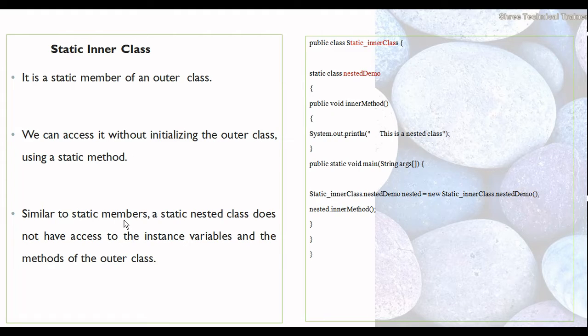Similar to static members, a static nested class does not have access to instance variables and methods of the outer class. Here we have a static inner class, within that we have nested demo as the inner class that's been declared as static. Now we have a method, inner method, in nested demo, and then some information to be displayed. In the main, we are creating an object variable for the inner class, and via that we are accessing this method. The object variable for the outer class is not created since this is a static class.